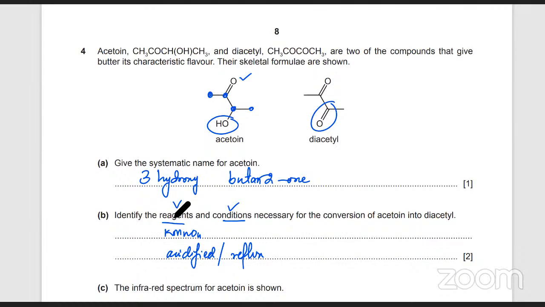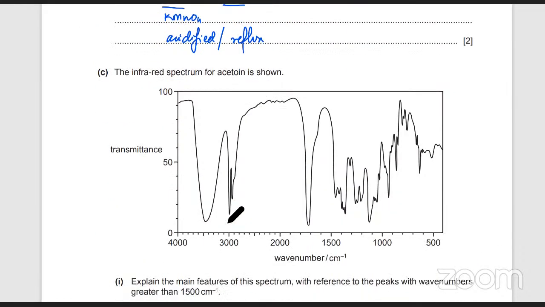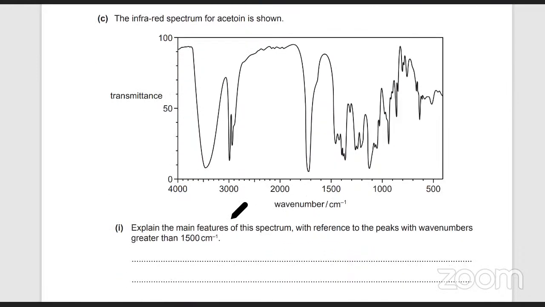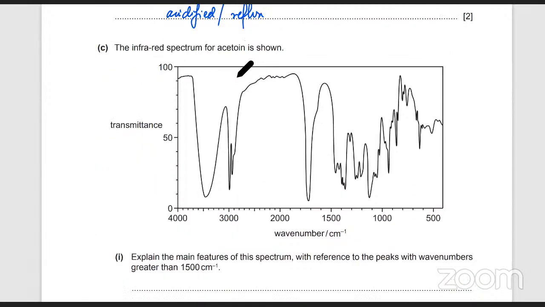If he's asking for reagents, just write the reagent. If he's asking for conditions, then write the conditions. Both. So this one: the infrared spectrum of acetoin is shown. Acetoin is a ketone and it's an alcohol as well. So you can clearly see.